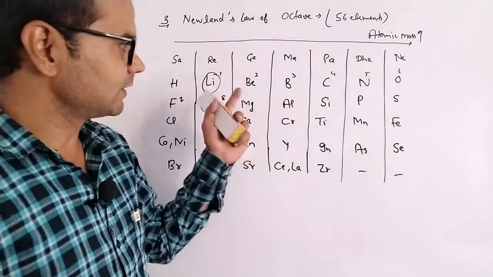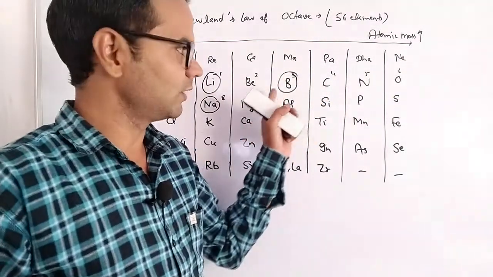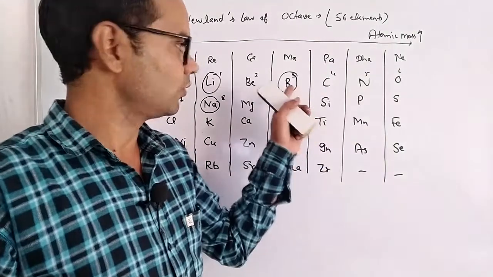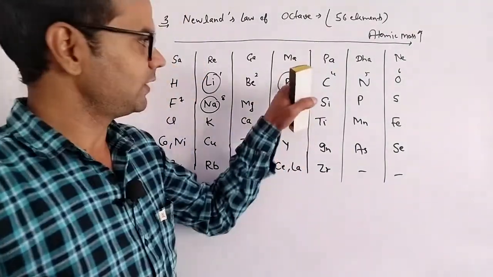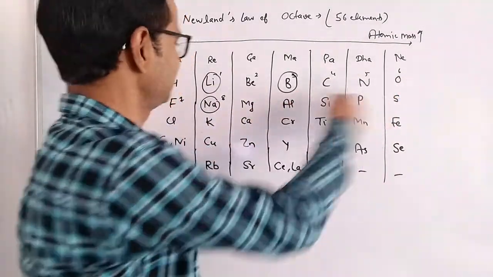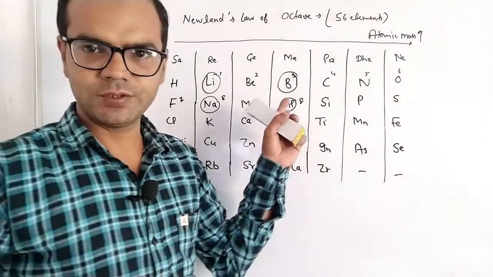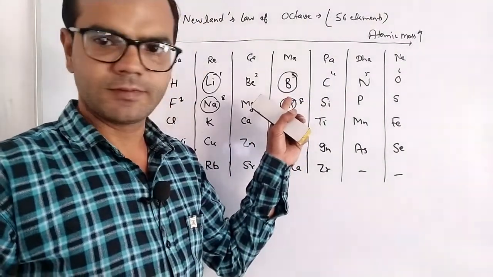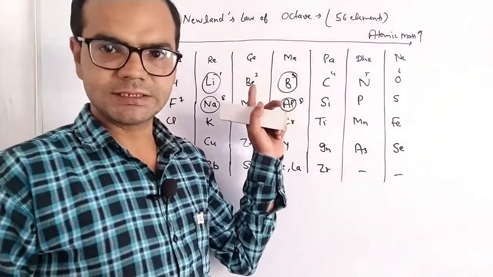For example, we have another example. If we fix boron and we count, the 8th succeeding element from boron will have similar physical and chemical properties. So 1 2 3 4 5 6 7, 1 2 3 4 5 6 7 8. Boron and aluminium both are trivalent cations, but somehow there were some limitations.